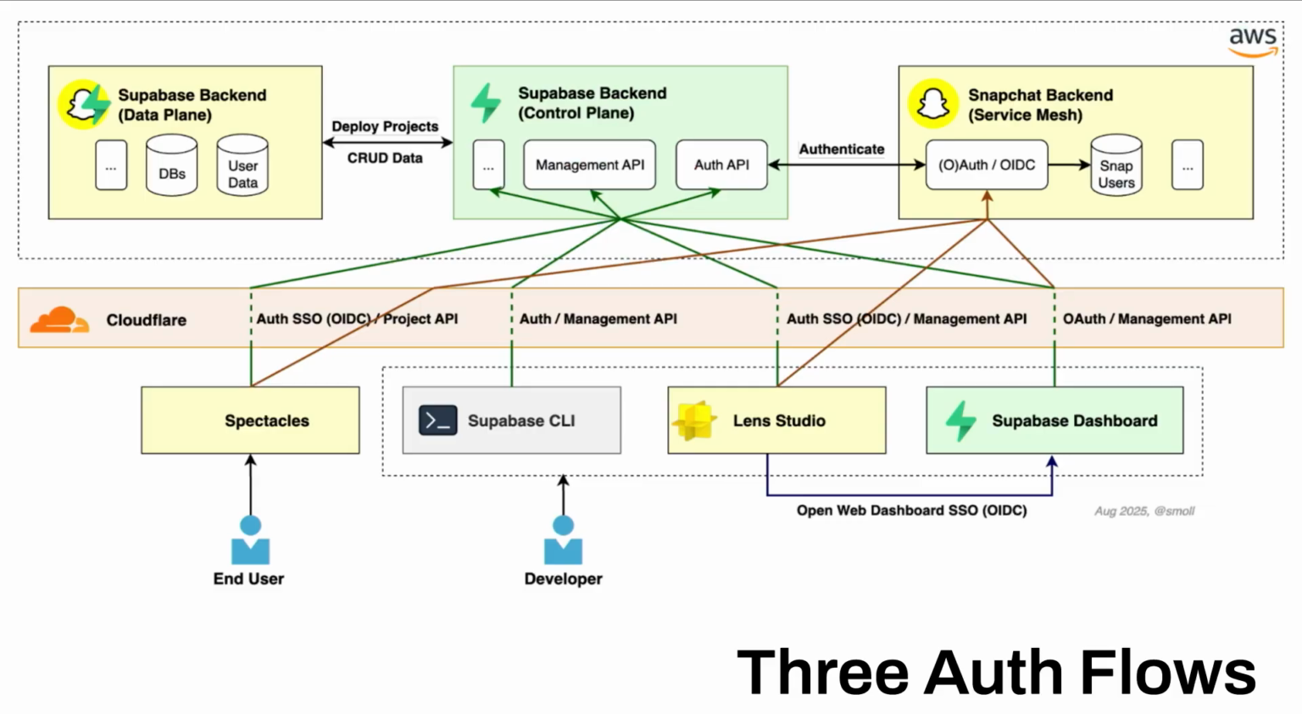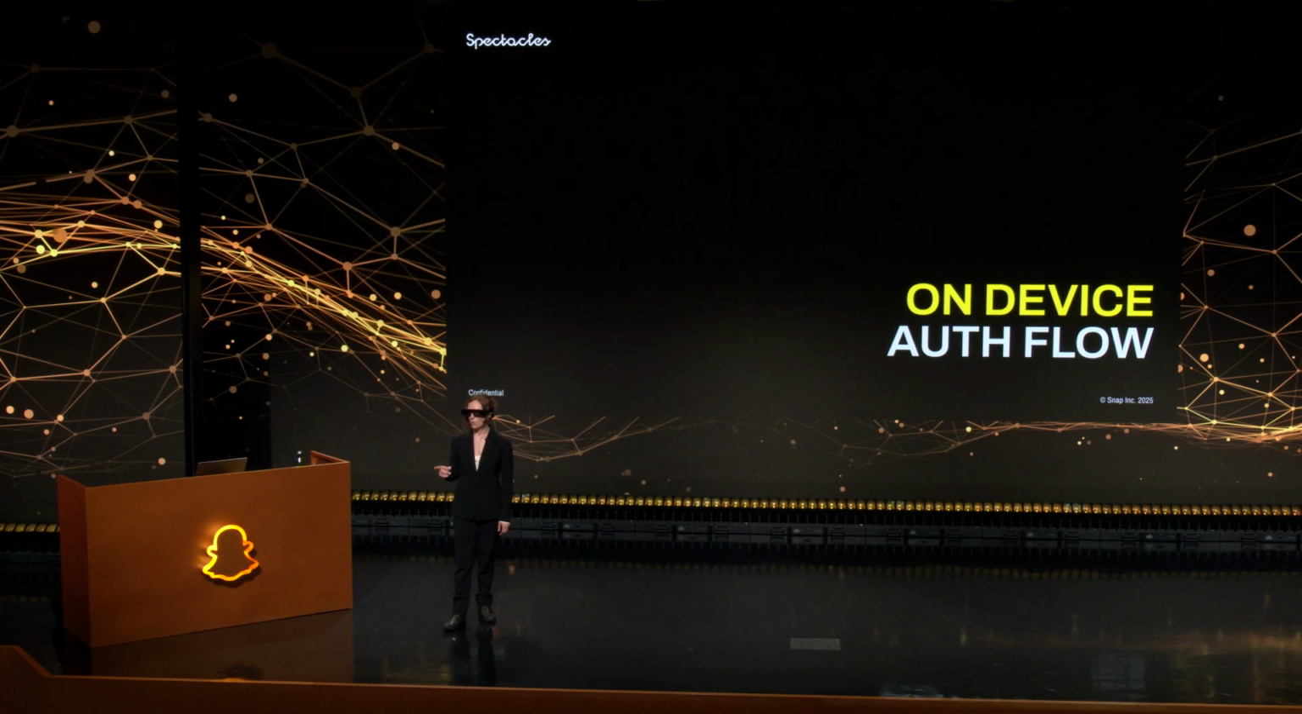And then on Spectacles, on device, this is our third authentication flow. This is probably the most interesting flow. When a user launches a lens that uses Snap Cloud, the platform automatically establishes a secure session against the correct Supabase project without any user interaction. The on-device flow works through a layered process.